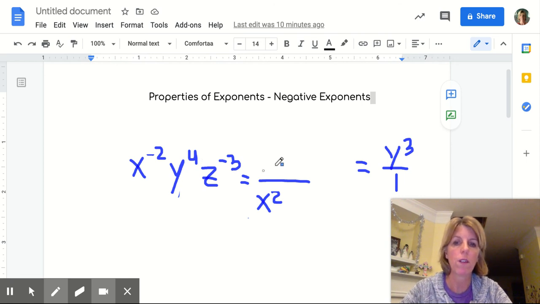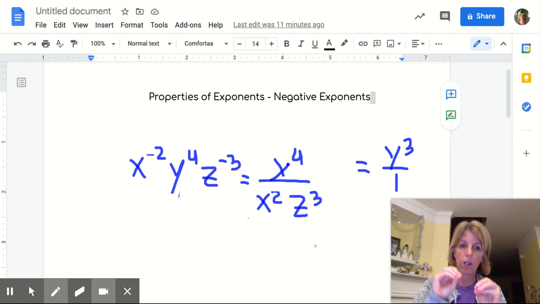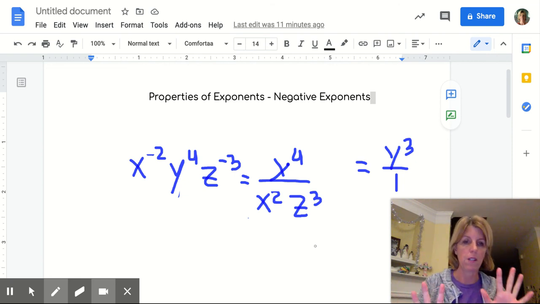That y to the 4th, it's positive as a numerator. It's happy there. So we're going to leave that y to the 4th as a numerator. And that z, is it positive or negative? It's negative as a numerator, so it'll be positive as a denominator. So we would simplify this and rewrite it. So it would look like y to the 4th over x squared z to the 3rd, right? So we're just sorting. If it's negative as a numerator, we just move it to the denominator. If it's negative as a denominator, we're just moving it to the numerator. We're just rearranging things, moving them where they're going to go.